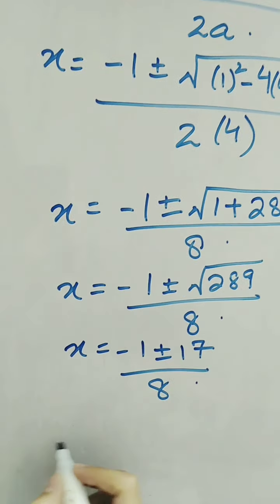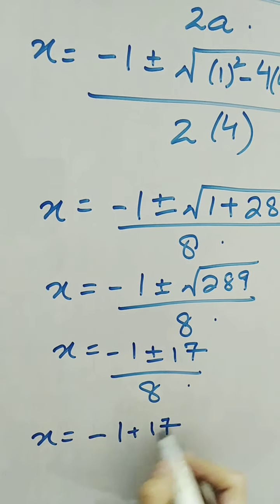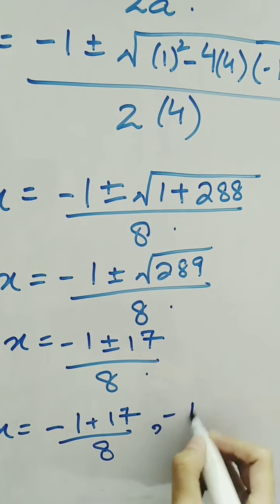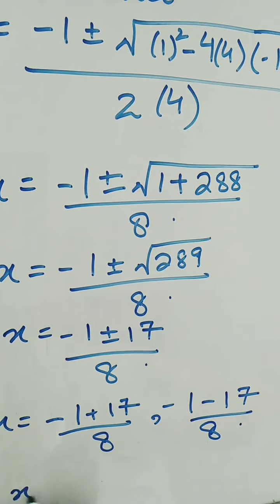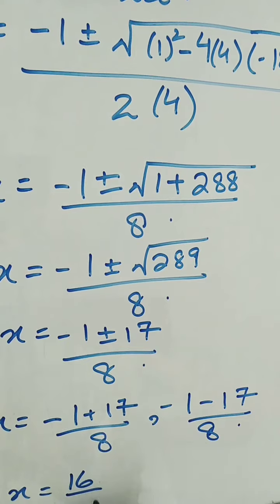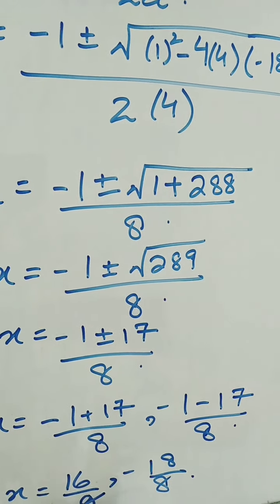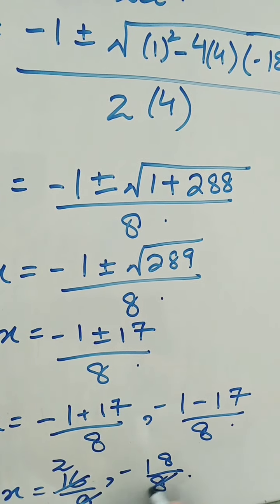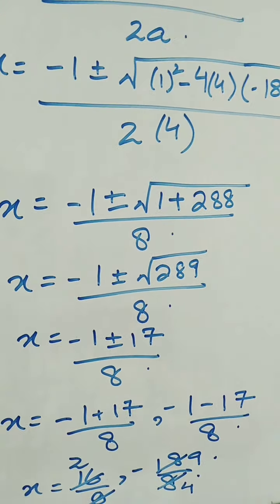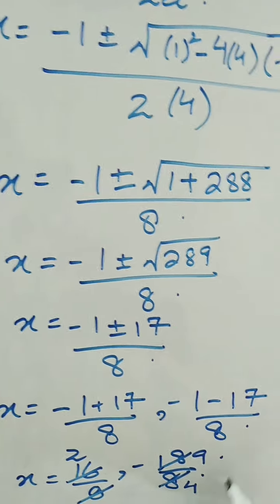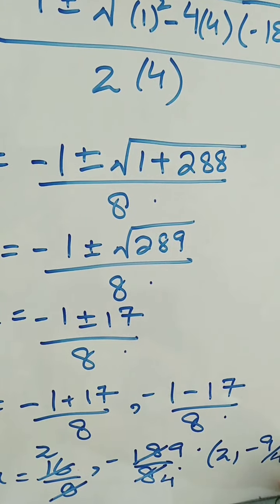Now we have two values of x. x is equal to minus 1 plus 17 over 8 and minus 1 minus 17 over 8. So x is equal to 16 over 8 and minus 18 over 8. Or we have the values of x comes out as 2 and minus 9 over 4.